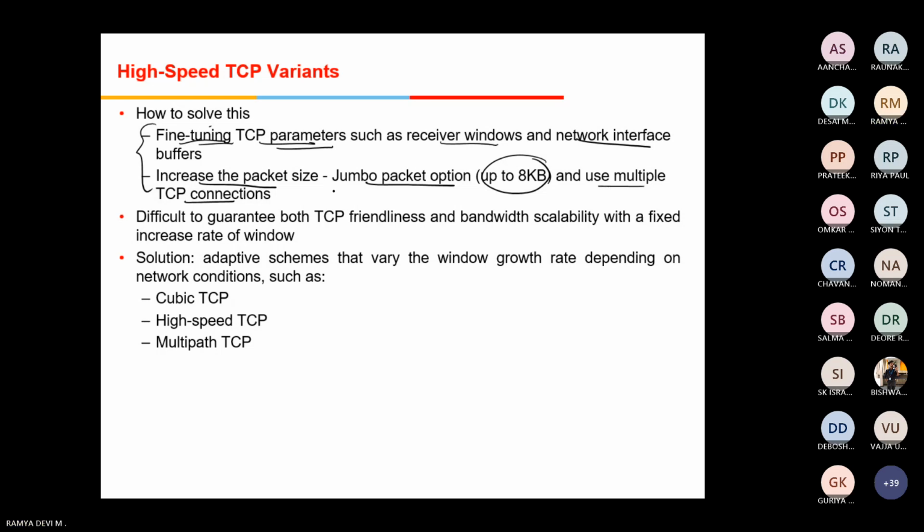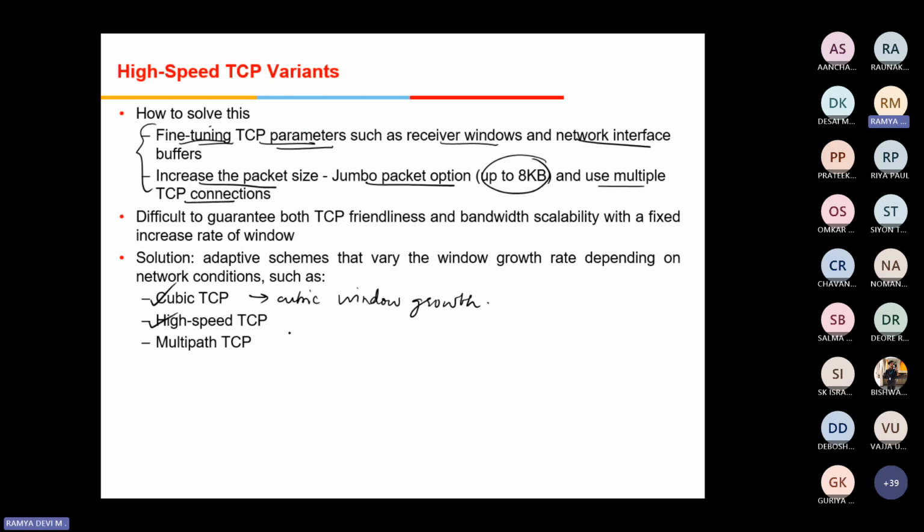The first one is CUBIC TCP. CUBIC TCP uses cubic window growth. The window size will be increasing rapidly until congestion happens, so that it improves the stability and also fairness.